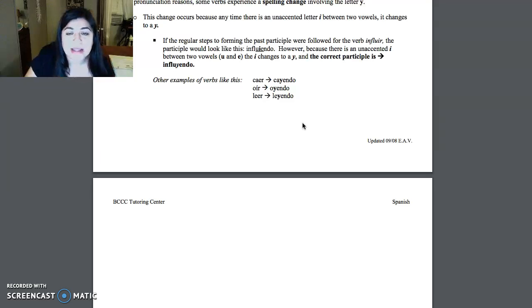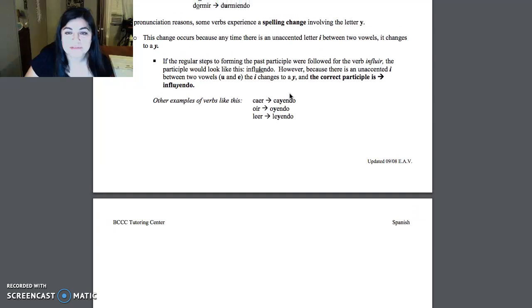This is what would happen with the following verbs. Caer goes to cayendo. Oír, oyendo. Leer, leyendo, por ejemplo. If we were to do it the regular way, if we drop that ER, we would have C-A-I-E-N-D-O. That would make it 3 vowels, and that's a big no. We cannot have 3 vowels together. So we change that I to a Y to make it flow.